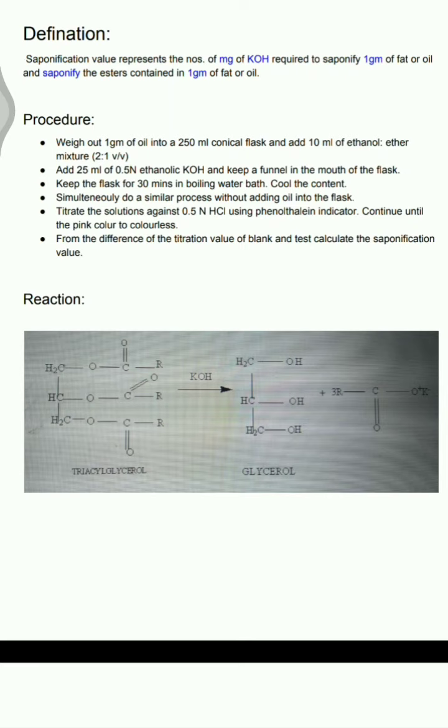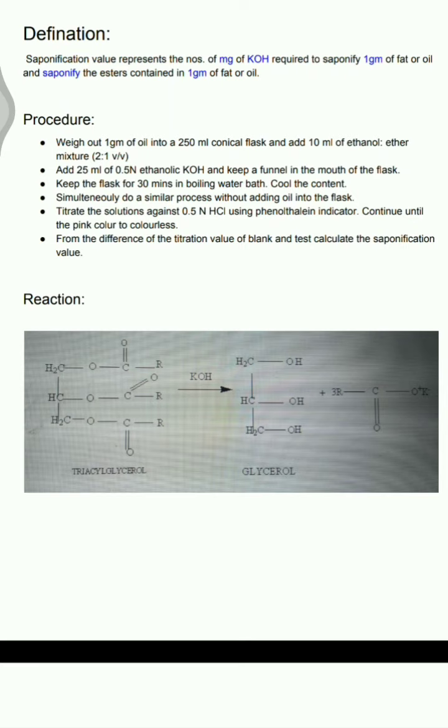We have to do a similar process as previously, that is, the same process without adding oil into the flask. Then you have to titrate it against 0.5 normal HCl using phenolphthalein as an indicator. Continue until the pink color turns colorless.